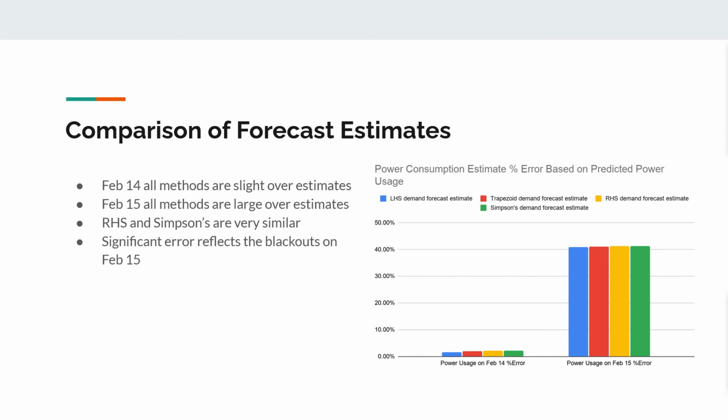For the forecast estimates, we can see that on the 14th, this is again a normal day. There was a slight overestimate, which is good for the system in general. And then we can see that on the 15th, this is an abnormal day where there's a significant amount of error between the forecast and the actual consumption. Again, right-hand side and Simpson's rule are very similar, but this is not a good data point to use when considering which of these to use because the 15th is an abnormal event.